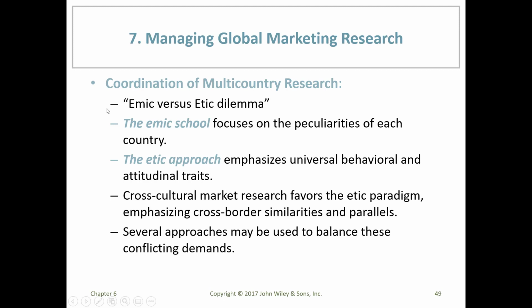If I was following the emic school, I'd focus on the particularities of the culture. So this culture is quite a collectivist culture. People don't want to stand out from the crowd, so we might have to change the way we do class participation and class discussion. So that's an example of how we would adapt in the emic school.